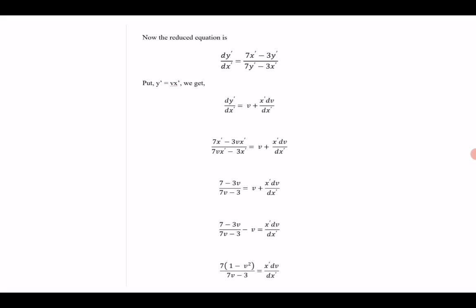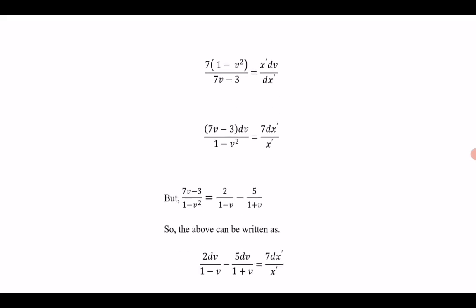Here x prime gets cancelled. We get (7 minus 3v) divided by (7v minus 3) equals v plus x prime dv by dx prime. Here the v on the right hand side will go to the left hand side with a negative sign. We get (7 minus 3v) divided by (7v minus 3) minus v equals x prime times dv by dx prime. On taking LCM and solving, we get 7 times (1 minus v square) divided by (7v minus 3) equals x prime times dv by dx prime.